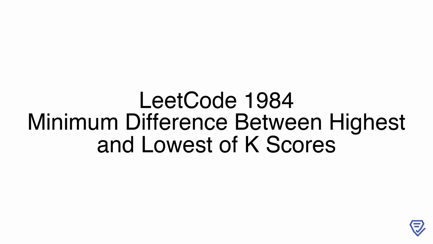Welcome! In this session, we'll dive into LeetCode problem number 1984, titled Minimum Difference Between Highest and Lowest of K-Scores. This is a fascinating problem that challenges us to find a subset of scores with the smallest possible range between the highest and lowest values. Let's explore how we can solve this step by step.